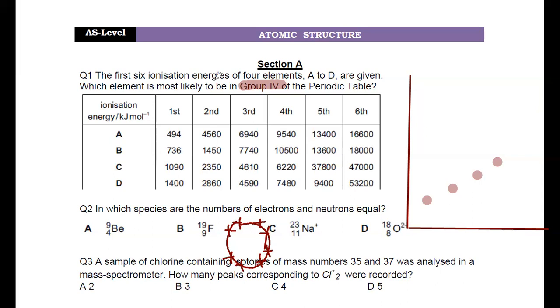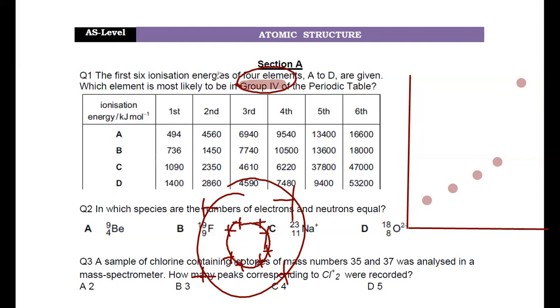It will take a jump. It will suddenly increase, suddenly jump up. The value will suddenly shoot up. First, it will be increasing slowly and gradually, and then it will shoot up. Since this element is in group number 4, the outermost shell should have 4 electrons. Once all 4 electrons have been removed, we are now going to go to the inner shell.